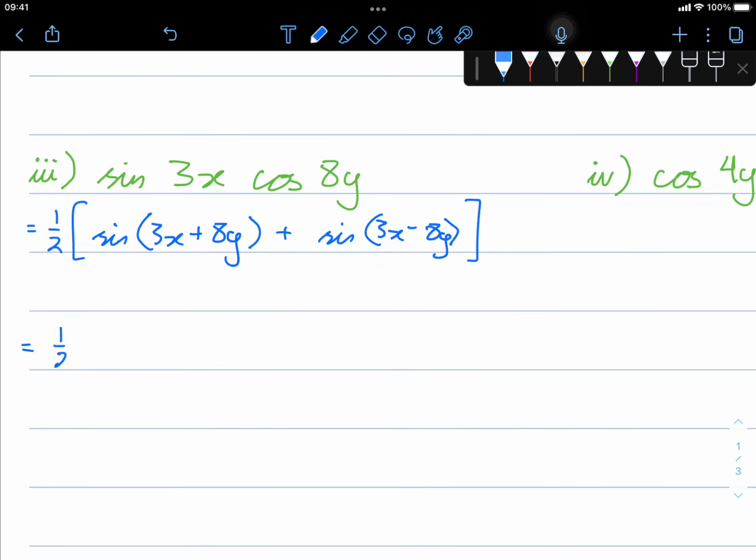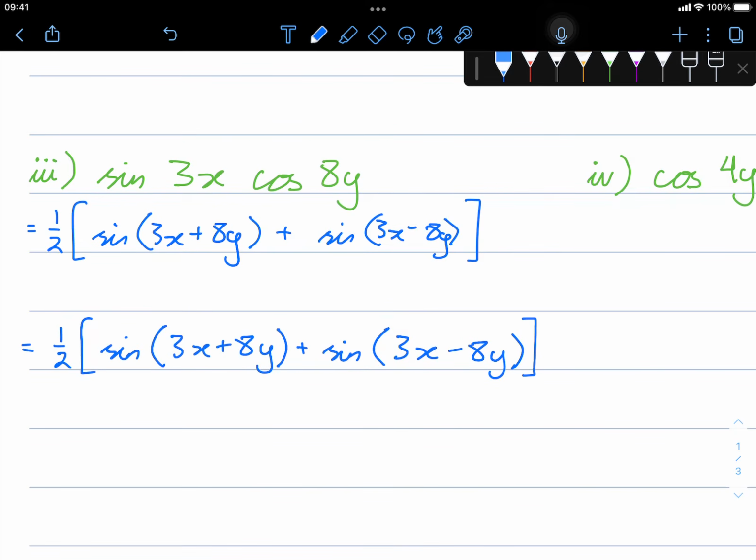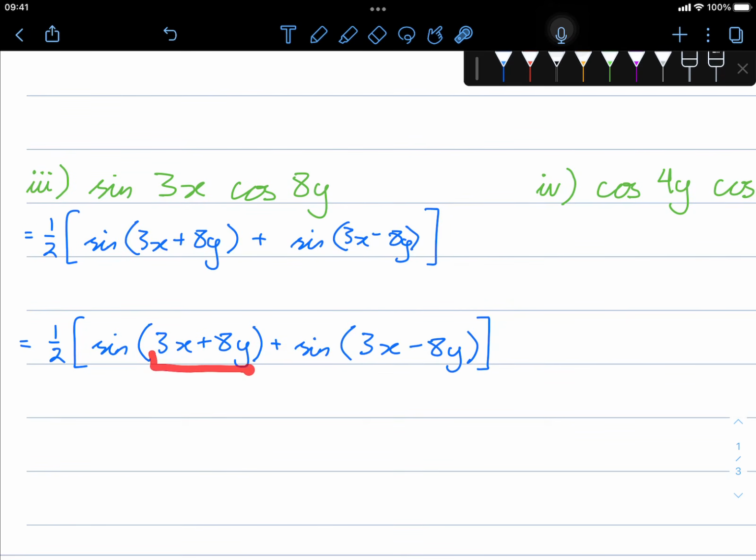So let me just make it nice and neat. Half sine of 3x plus 8y, sorry, close bracket, plus sine of 3x minus 8y. And there we have it. You could then expand this further using the sum of sine and the difference of sine, but that's for a different video, and we'll leave it at this.